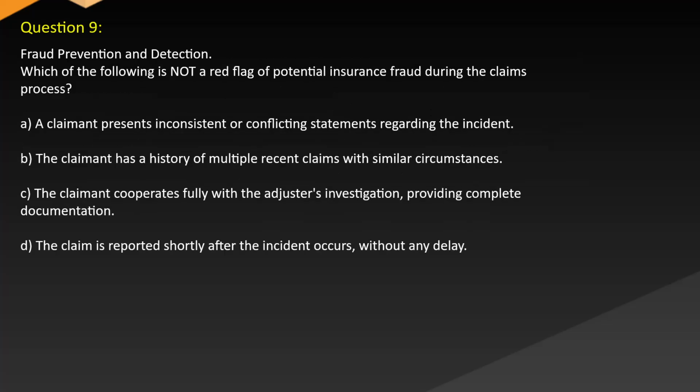Question 9. Fraud prevention and detection. Which of the following is NOT a red flag of potential insurance fraud during the claims process? A. A claimant presents inconsistent or conflicting statements regarding the incident. B. The claimant has a history of multiple recent claims with similar circumstances. C. The claimant cooperates fully with the adjuster's investigation, providing complete documentation. D. The claim is reported shortly after the incident occurs without any delay.